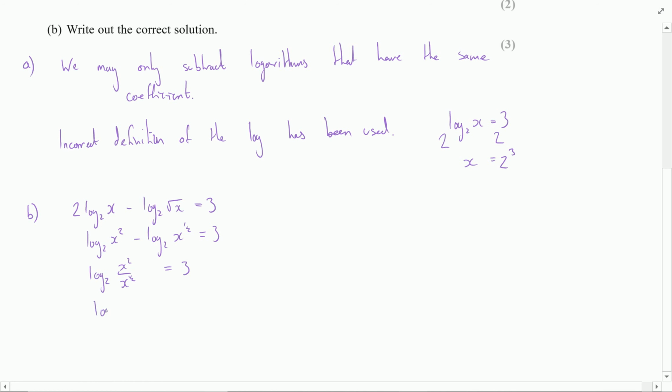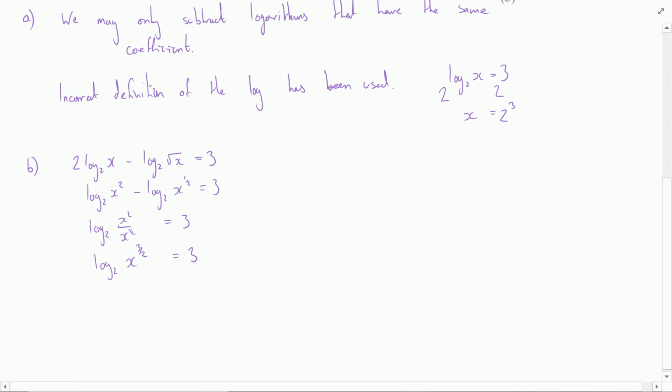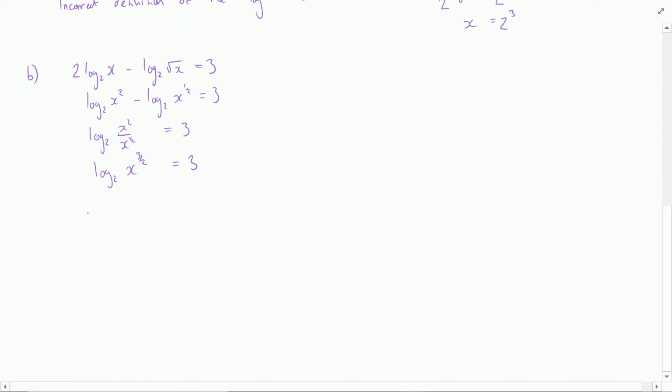So that's log base 2 of x to the power of 3 over 2 is equal to 3. Now I'm going to use the power law for the second time and say that that's 3 over 2 log base 2 of x, which is equal to 3. Now I can see rearranging that, if I multiply by 2 and divide by 3, or if I divide 3 by 3 halves, I get log base 2 of x is equal to 2.